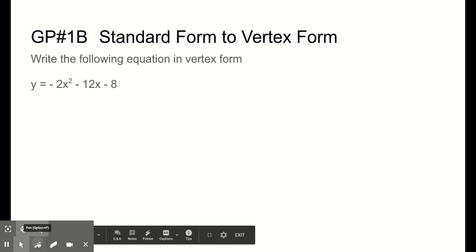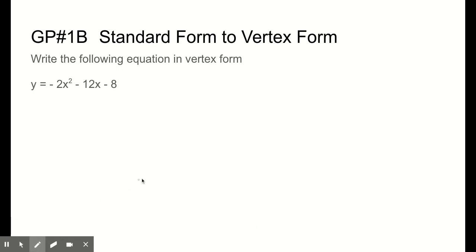All right, so let's take a look at another equation. Same thing we just did with GP1A. Let's go ahead and identify A, B, and C. So our A value is negative 2. Our B value is negative 12. And the C value is negative 8.